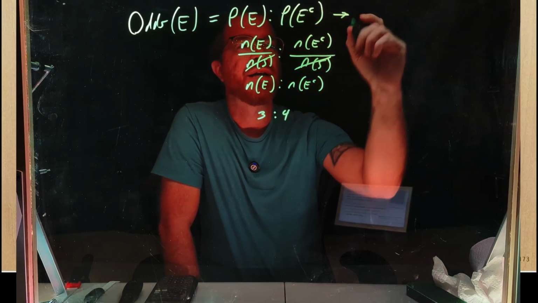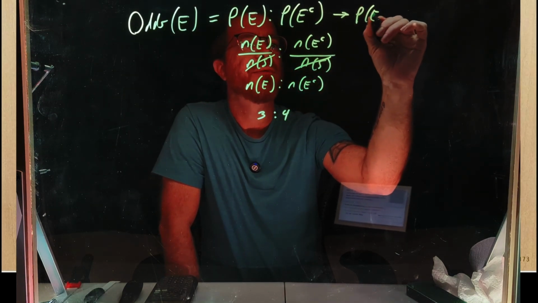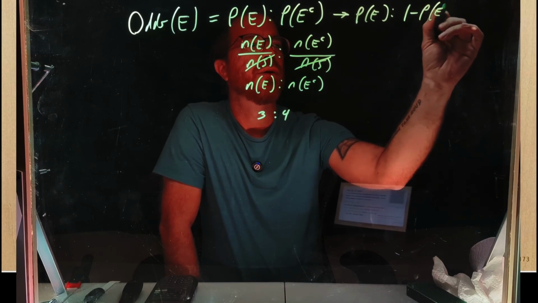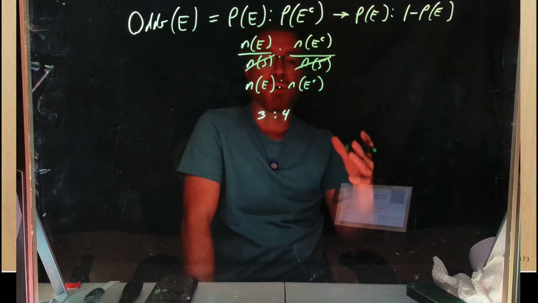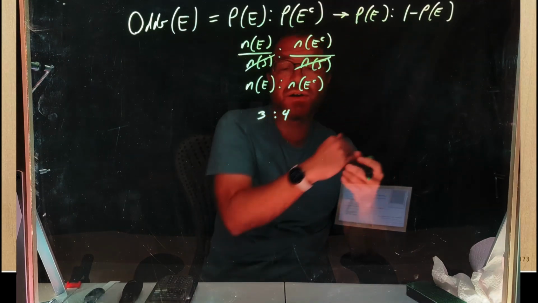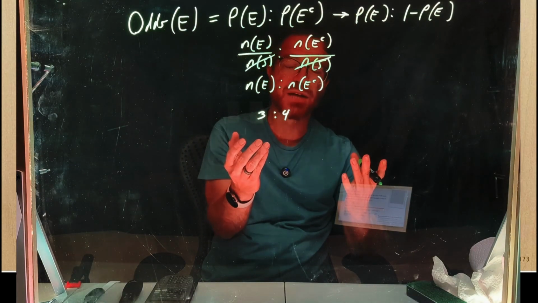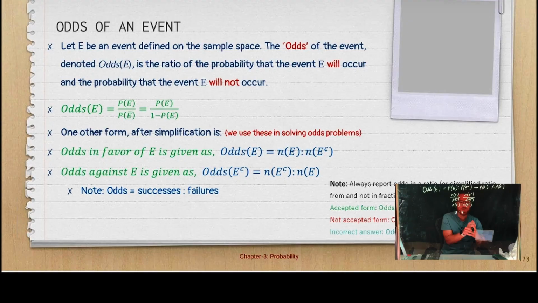Because we have the probability of not E, we can replace that with 1 minus the probability of E. So if you only have the probability of the event, you could still figure out what the ratio is to get the odds, which is why sometimes this will actually be referred to as an odds ratio.